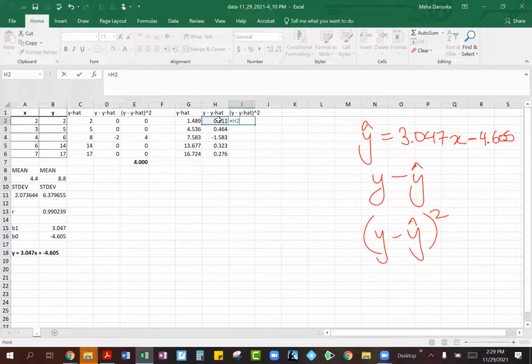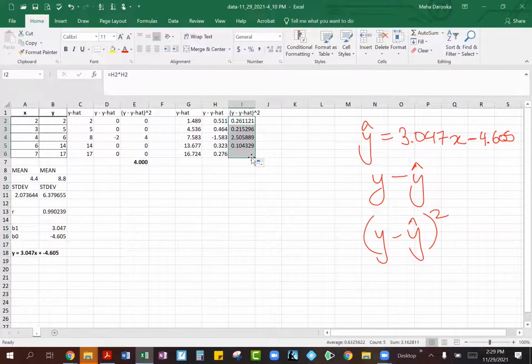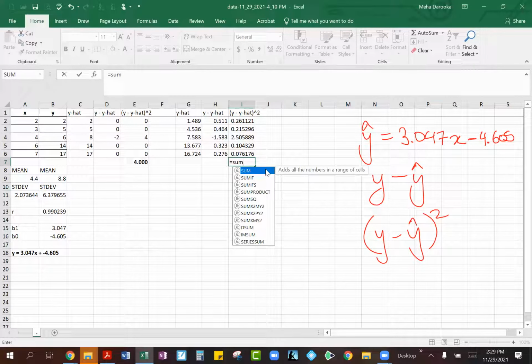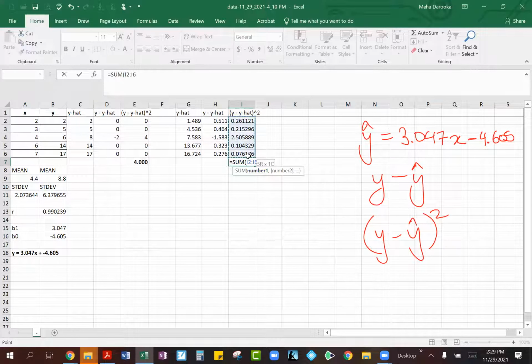So 0.511 multiplied by itself. That's going to be the square of our residuals. Bring that down for all of these numbers. And then the very last thing is where you add the squares of these residuals. So we are using the sum function to add all 5 of these numbers.